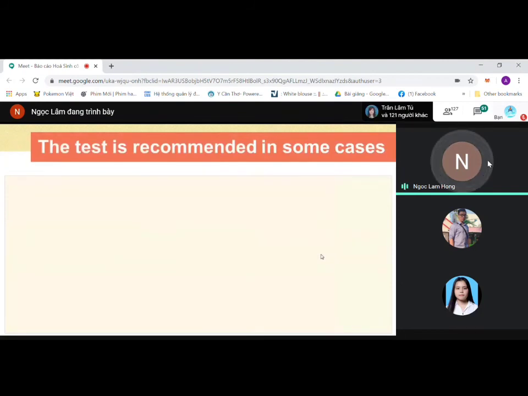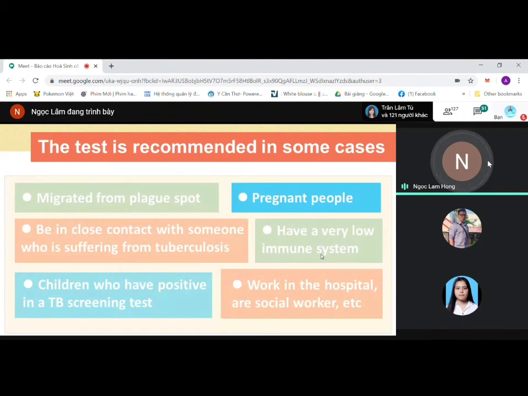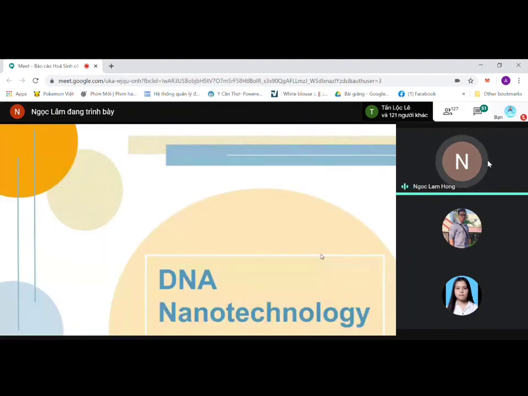The test is recommended in some cases, like migrants, pregnant people, those in close contact with someone who is suffering from tuberculosis or who have a very low immune system, children who are positive in the tuberculosis screening test, and those in the hospital, as well as social workers. Okay, let's move to DNA nanotechnologies.